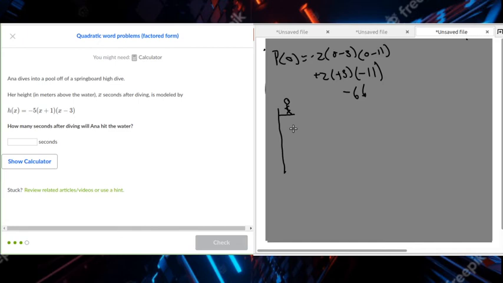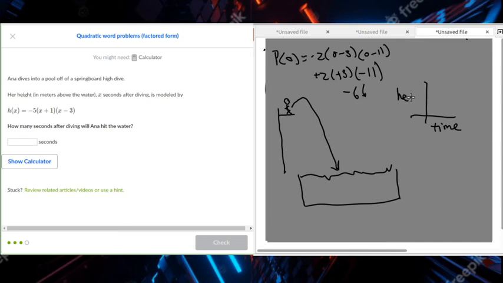And she's going to dive off into a pool. And here's the pool. And again, be careful that we are not talking about this shape here. We're talking about how high she is over time. So it's not how far is she going. It's going to be time and height. A lot of kids don't really understand. They think this is a parabola too, but it's not the parabola we're talking about. These are not the parabolas we're talking about.